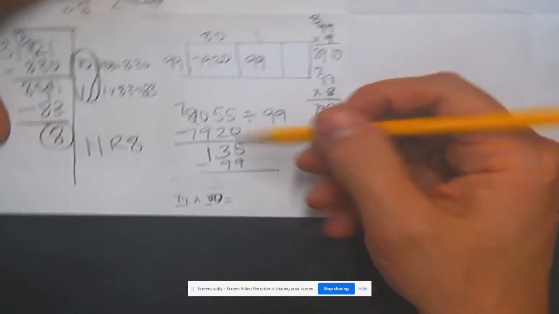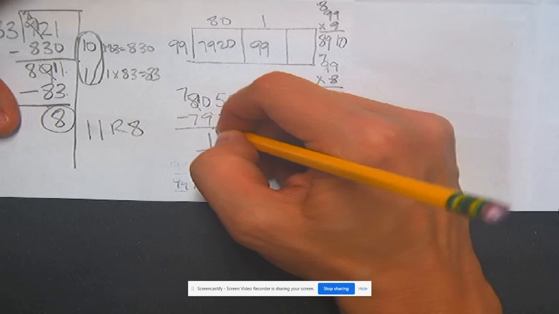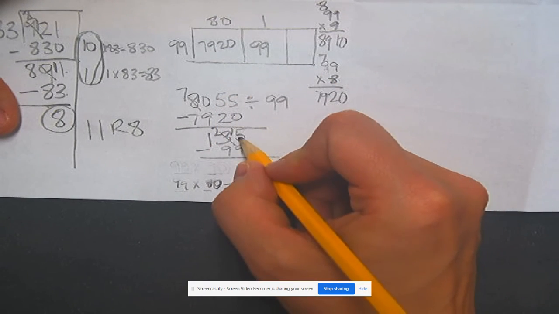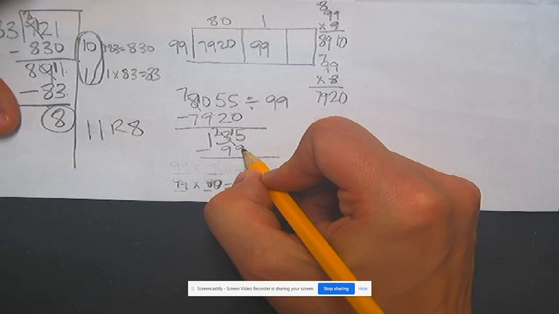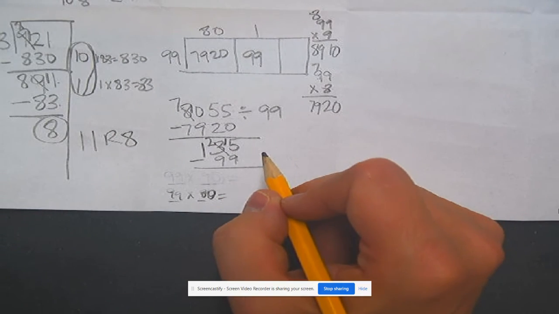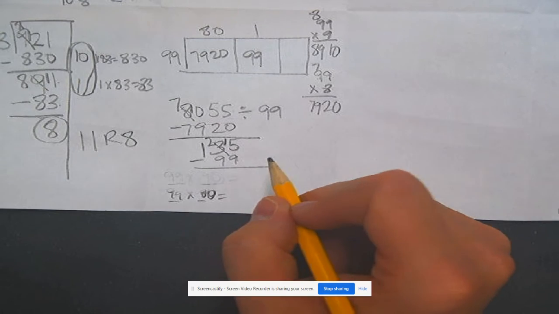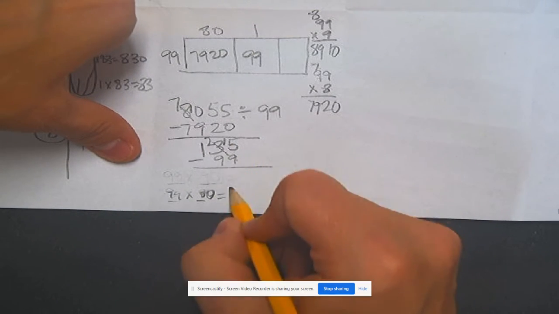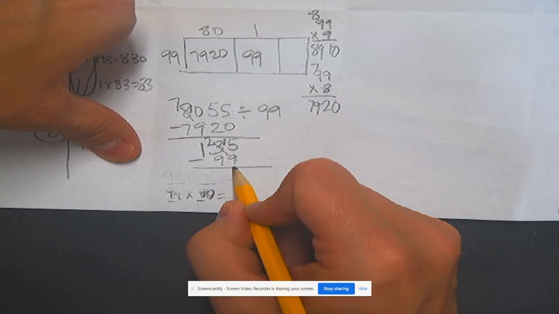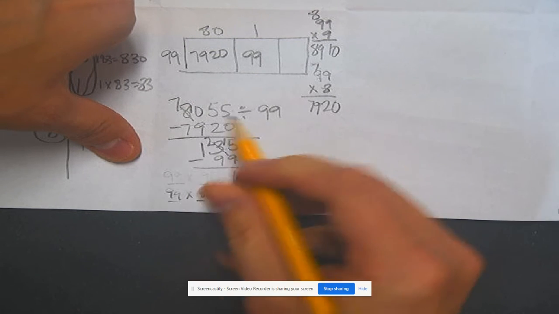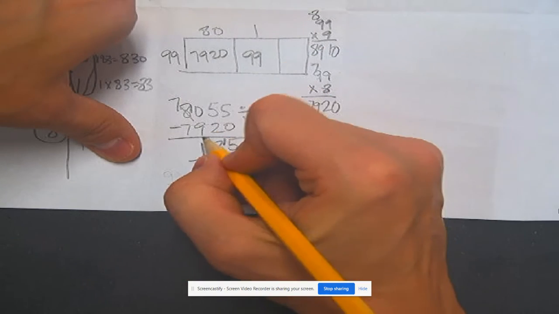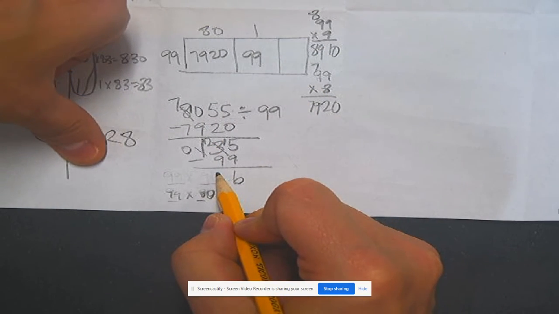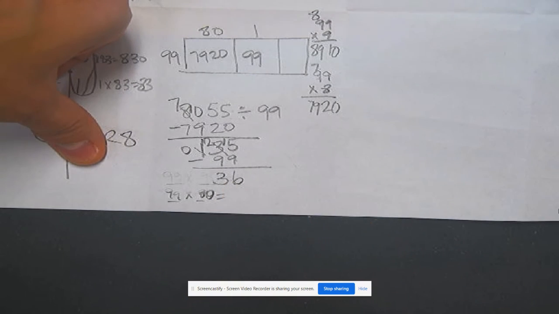Okay, can I take 9 from 5? Nope. So I need to go next door and regroup. 15 minus 9? Oh, 9s. Remember 9s? What's the trick for 9s? Yep. So if I take off 1, that's 6. Okay, can I take 9 from 2? Nope. Regroup. 12 minus 9 is 3. Okay.